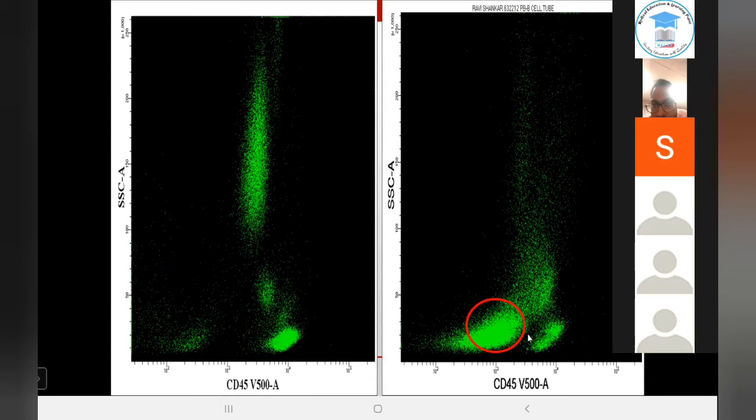There may be a gap, there may not be a gap, but usually you see a gap, and that's what tells you that this is abnormal. So we will put a gate around this, and we will call this the abnormal population. These are some granulocytes which are still there.